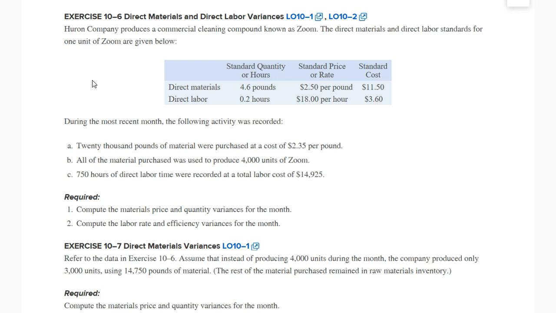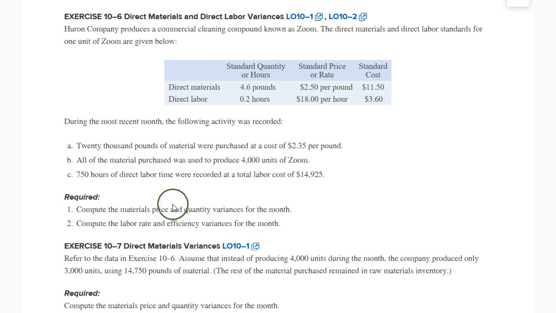So let's get started. In exercise 10, we're going to see that we have direct materials. This is the standard. The standard calls for 4.6 pounds of direct materials for each unit produced. The standard calls for us paying $2.50 per pound. Direct labor, we should use 0.2 hours for each unit produced, and then that should cost us $18 an hour. So let's compute the materials price variance and the quantity variance.